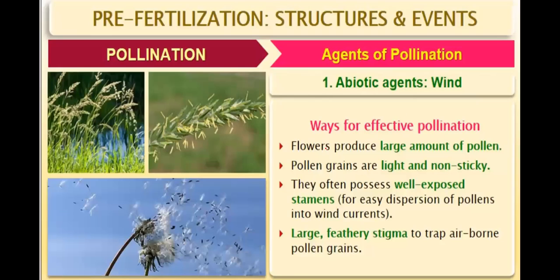Ways for effective pollination. In the wind pollinated plant, flowers produce a large amount of pollen grains. Pollen grains are light and non-sticky. They are light in weight and they are not sticky. They often possess well-exposed stamens for easy dispersion of the pollen into the wind's current, and a large feathery stigma to trap airborne pollen grains.